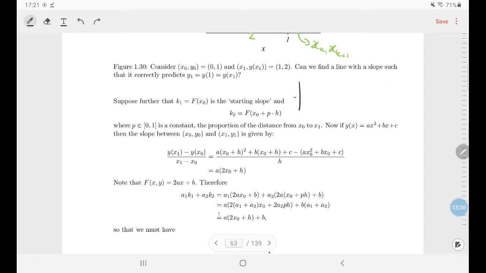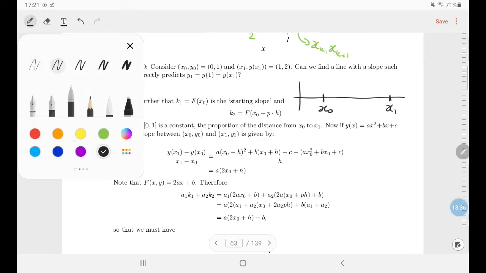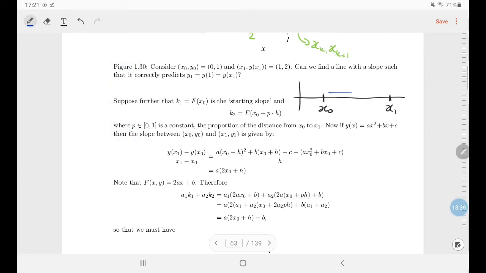So you've got x0 and x1, and you're going to go a proportion of the distance between these two. So p is a proportion of h, because remember, the total distance between these two is h. And you're going to calculate the slope at this other point, K2. So it's some proportion of the distance along. If it's Heun, it'll be the full distance along, p equal to 1. If it's the midpoint, it'll be half distance along.